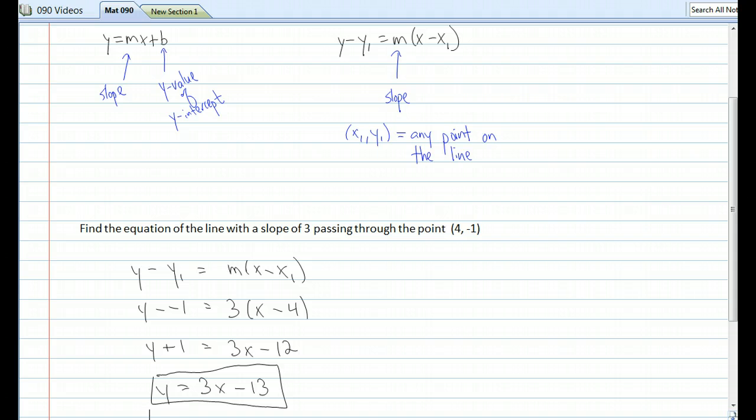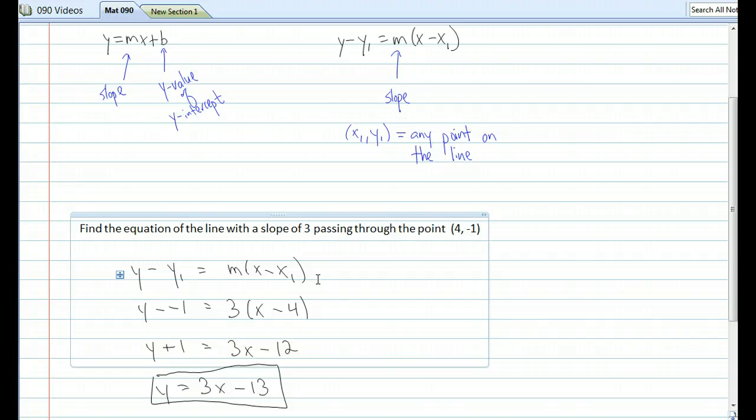So any problem where you're given a slope and a point on a line, you can do exactly like this. The only complication you might run into is the slope might be a fraction. You might have some fractions in these points. If you run into that, you're just going to have to remember how to multiply fractions or add fractions. If you need help with that, you can go back to our old videos about multiplying and adding fractions. But for now, let's do a different type of problem.